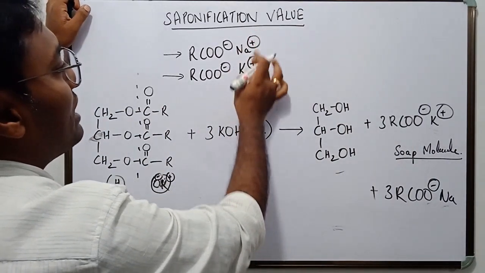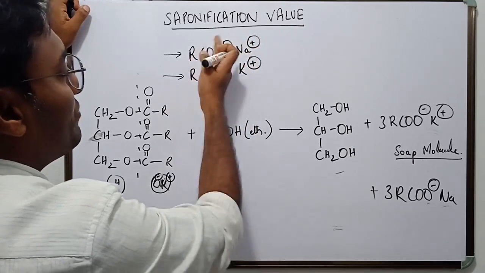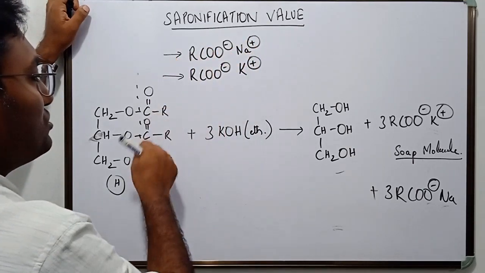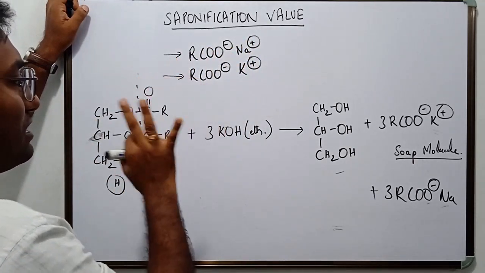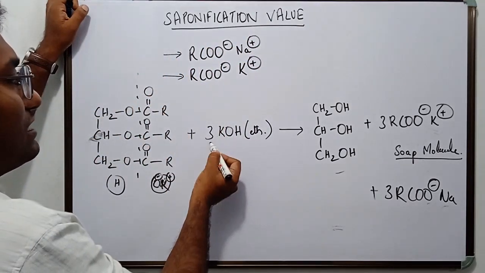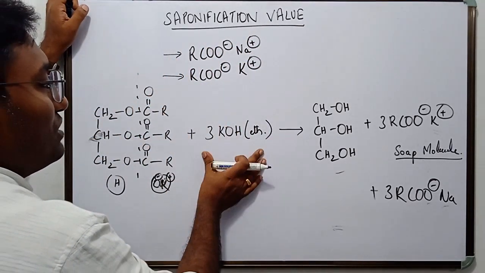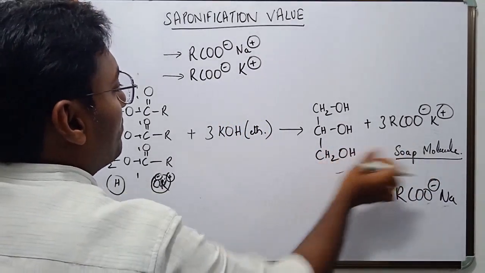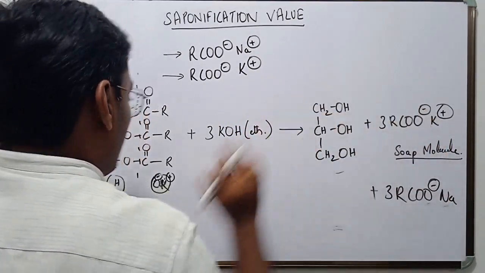A soap molecule is, as I said, the sodium or potassium salt of a fatty acid. The second question was the source, that is a triglyceride molecule. The third question was, how do you do that? You subject it to alkaline hydrolysis and it will split into its components. That's it. So that is a soap molecule.